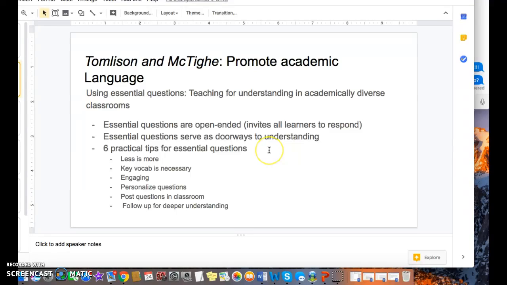And then six practical tips for essential questions, which is less is more, key vocabulary is necessary. So using academic language in these essential questions can get students to respond using the academic language as well. Make them engaging, personalized questions, post questions in the classroom, and this can be about just the content in general, and follow up for a deeper understanding. So allowing students the opportunity to use academic language either in their response to essential questions or to talk about it.